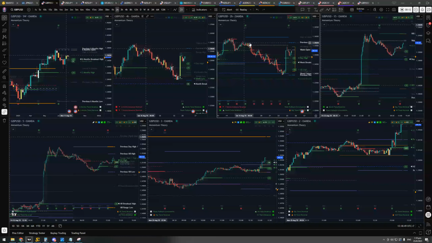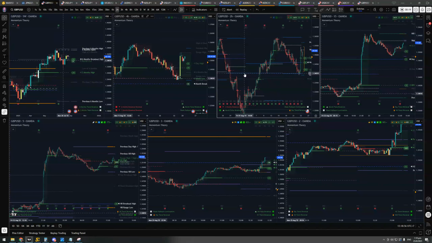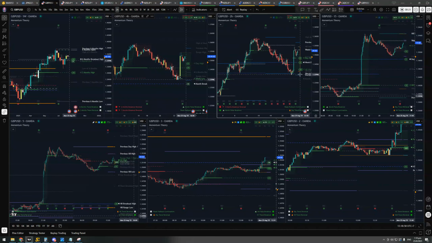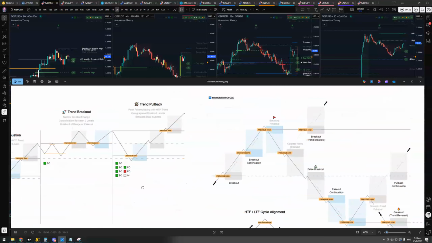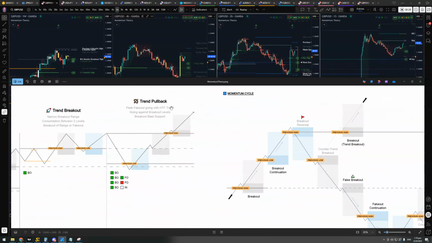Bullish breakout bar on the weekly, price retraced back to the breakout level, then got below it, faked out the previous week low, faked out the previous day low, and had support from a previous weekly breakout level. This is a trend pullback setup. Trend pullback setup, I want to see a peak fake out going with the higher time frame trend.